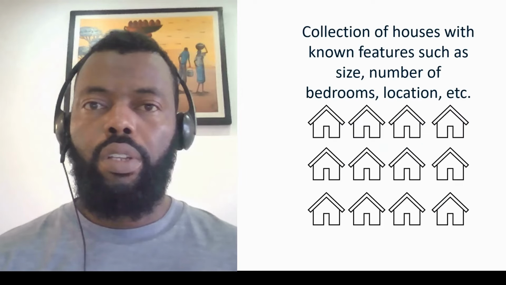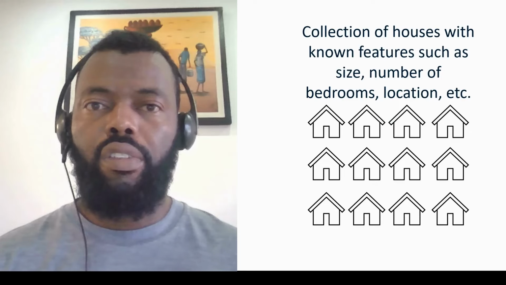What is machine learning and how does it work? Imagine that we have a collection of houses with known features such as size, number of bedrooms, location, etc. But we don't have the price. If we had it, would it be our label?